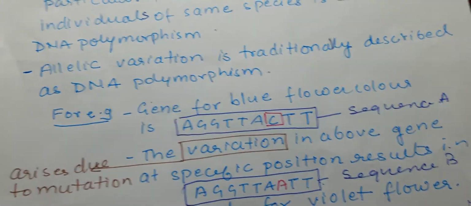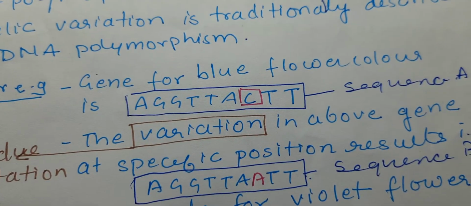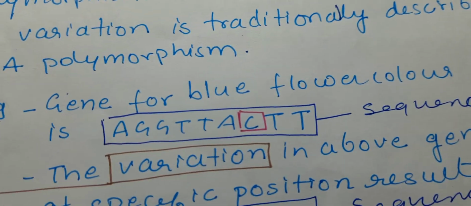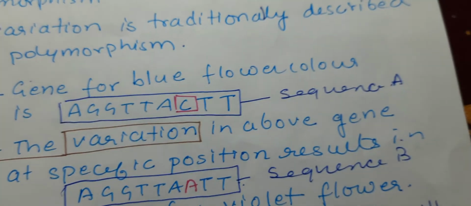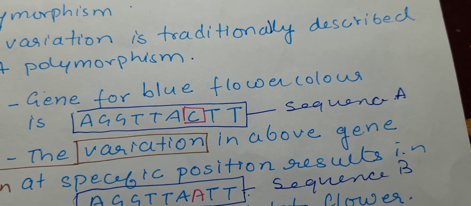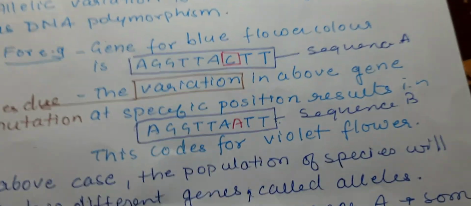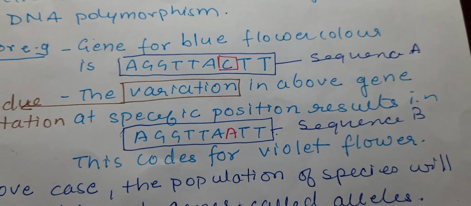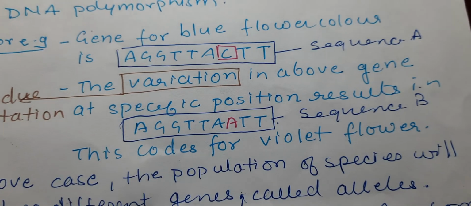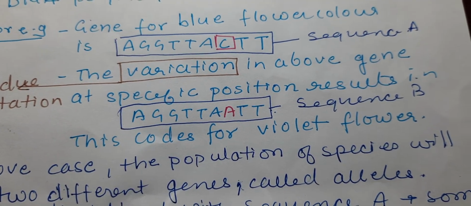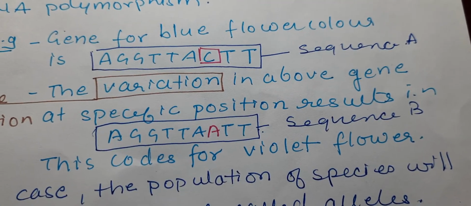For example, the gene for blue color of the flower is represented like AGGTACTT. Suppose this is sequence 1 or A. Now the variation occurs at the C position and C is replaced by A. So when this is the genome, the phenotype changes to violet flower.